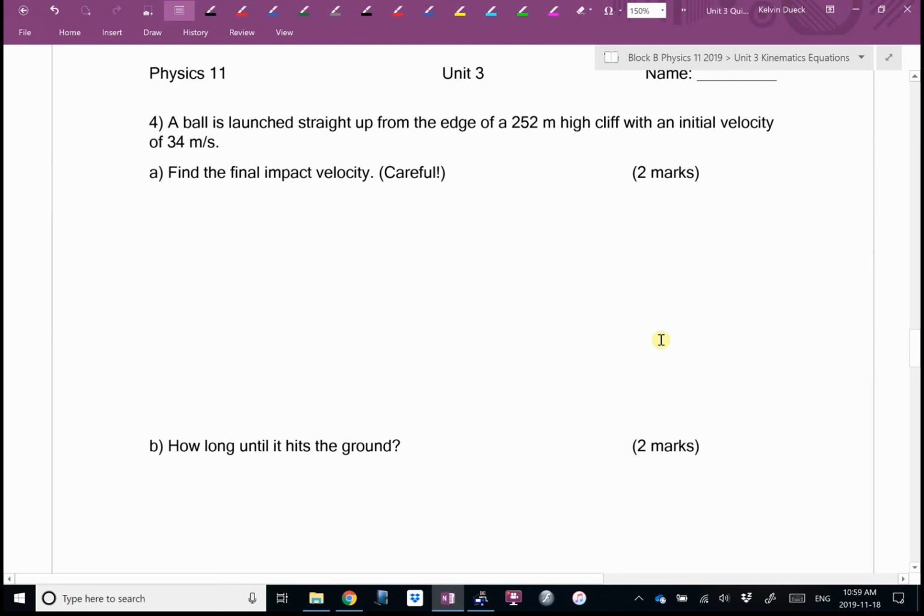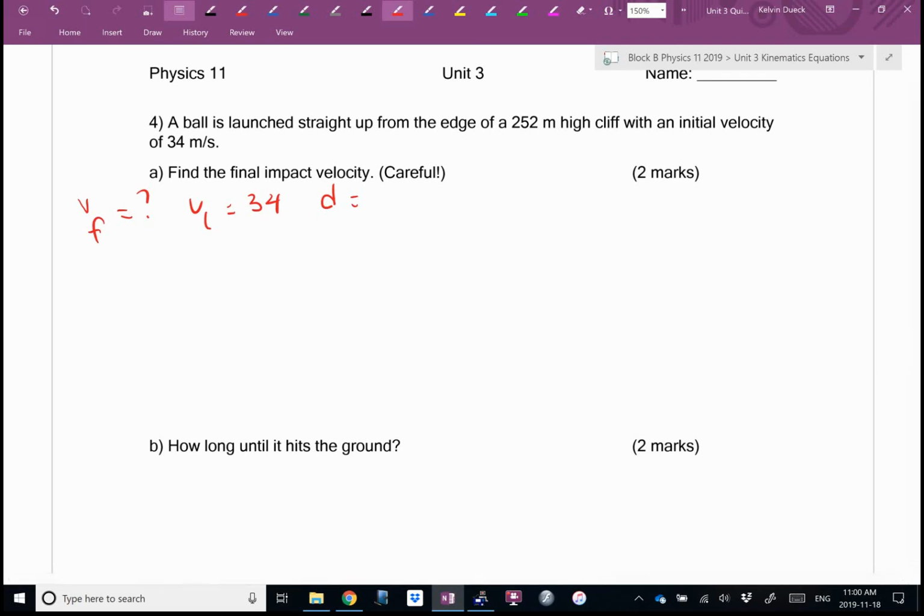A ball is launched straight up from the edge of a high cliff with an initial velocity. Find the final impact velocity. Careful. What does Mr. Dueck mean by careful? I don't know, but let's be careful. I guess they want me to find VF. VI is positive 34. D is, why is D not 252?